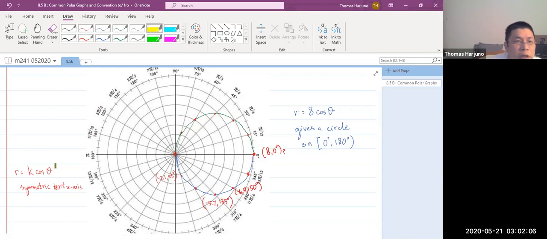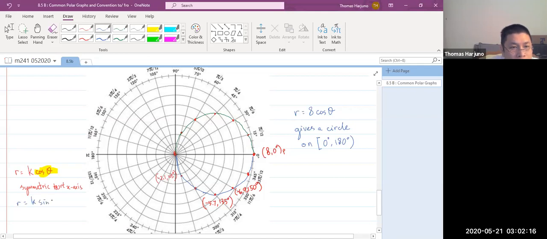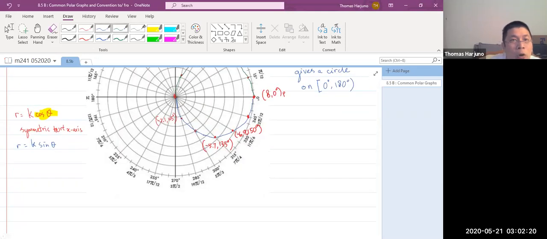Because the function r depends on cosine theta only. Now, on the other hand, if it depends on sine theta only, any polar function that depends on sine theta only, then it will be symmetric with respect to the y-axis.